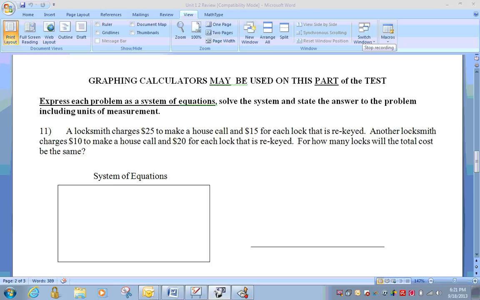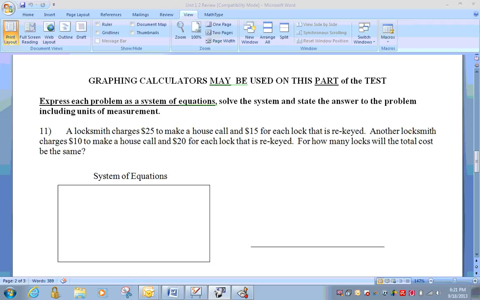Okay, so this is the part of your test that you will be able to use a graphing calculator on. And the directions are to express each problem as a system of equations, solve the system, and state the answer to the problem, including units of measurement.